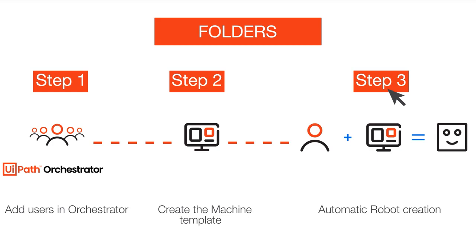To make the setup simple, one setting is enough. Enable unattended robot for the account. This allows that user to use runtimes to execute unattended jobs on a machine. In Orchestrator, we need to define at least one machine template, which we can then use to connect physical or virtual machines to Orchestrator. It's time to see all of this in action.